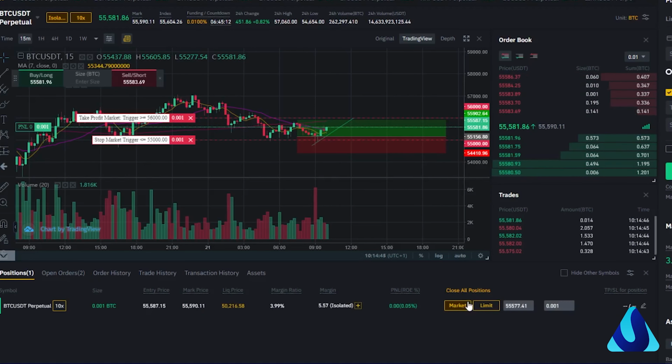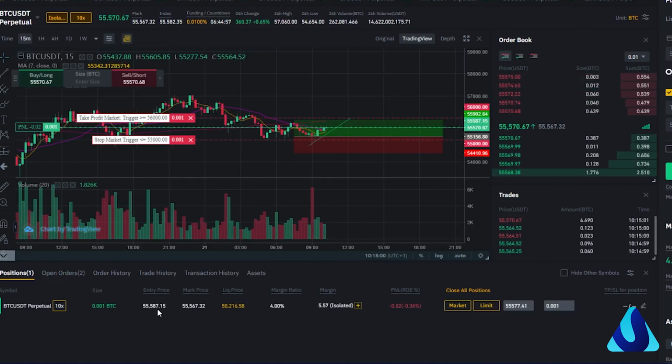And if we look at positions now, we can see a few different things. So we have an entry price, so that's the price that we got in at, what the current mark price is. So as you can see, 55,571, and I got in at 55,587. So technically I'm down, I'm in the negative.